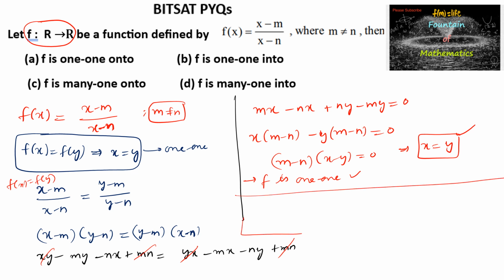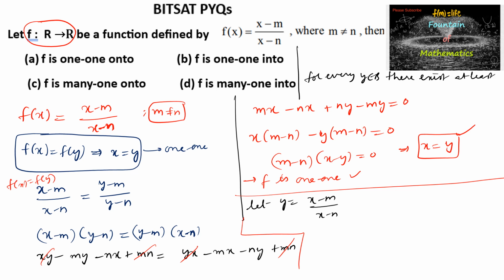Now to check for onto, let y is equal to x minus m upon x minus n. The onto definition says that for every y belongs to B, there exists at least one x belongs to A such that f of x is equal to y. So this is the definition for onto. So let f of x is equal to y.